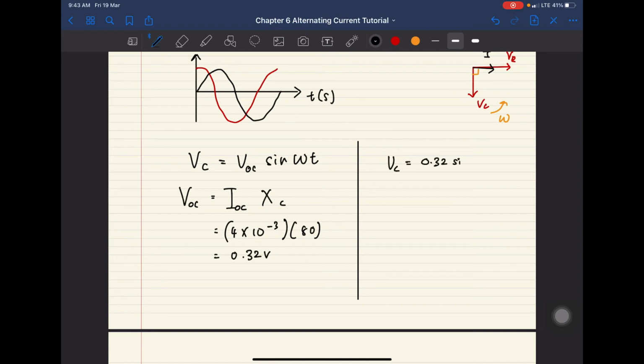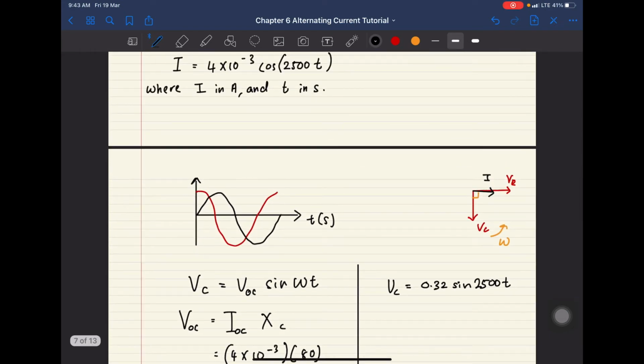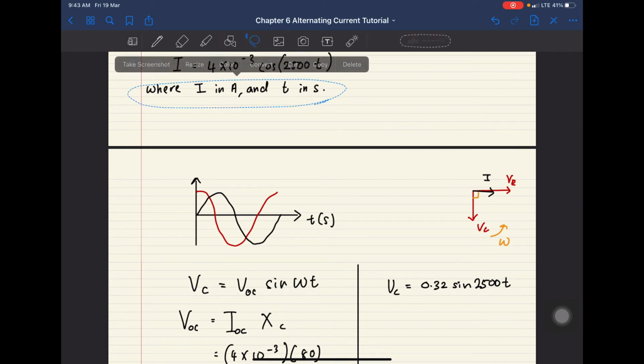So the solution would be VC equals 0.32 sine 2500 t. Okay. There, I is in ampere. Sorry, I'll copy this one. It's not I, it's VC.